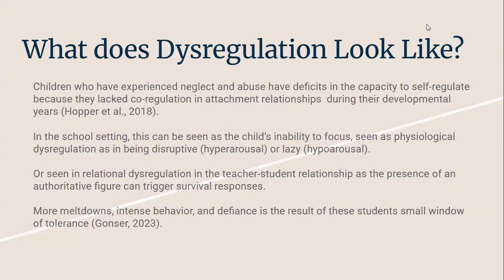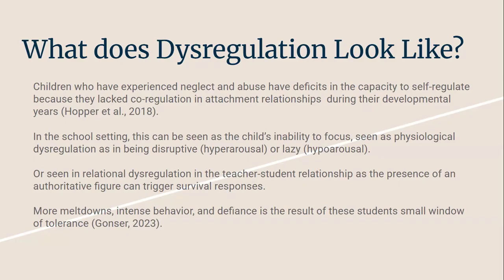So, what does dysregulation look like? Children who have experienced neglect and abuse have deficits in the capacity to self-regulate because they lack those co-regulation and the attachment that was found in their early relationships. In the school setting, this can be seen as a child's inability to focus, whether it's physiological dysregulation as they're disruptive, or maybe they're unable to focus and we see them as lazy because they always have their heads down.